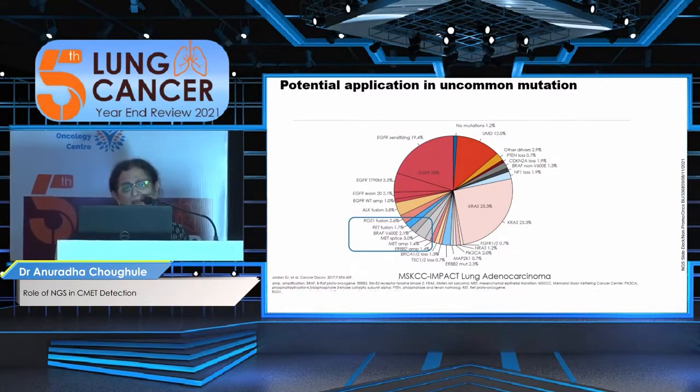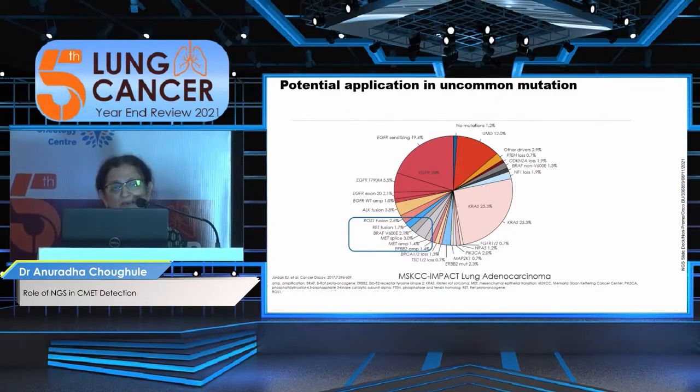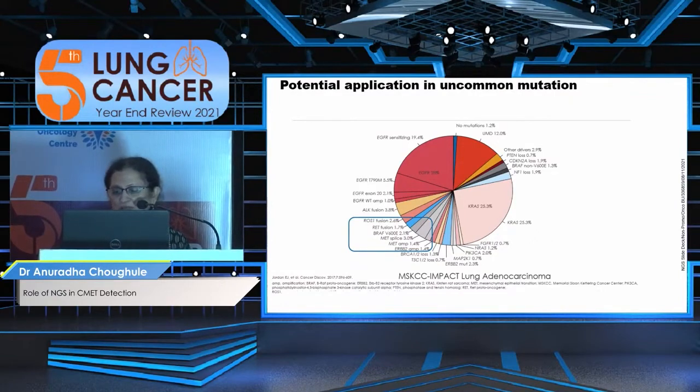And in the MET exon 14, you can see the MET amplification as well as the MET exon 14 skipping, that is the splice mutation, what we call it. It comprises around 3% of the total mutations. ERBB2, as I said, is also another important emerging biomarker which is coming up. But today we will just concentrate on the role of MET by detecting it through the NGS method.